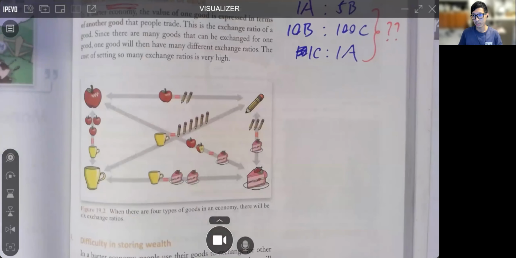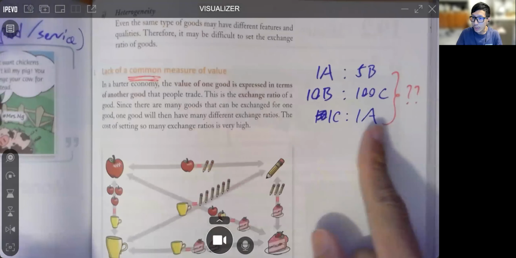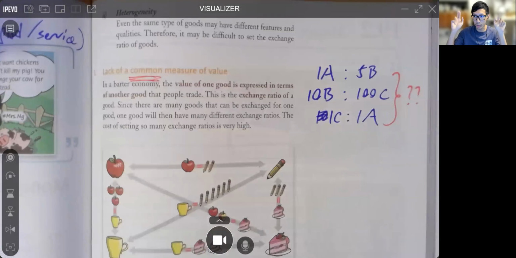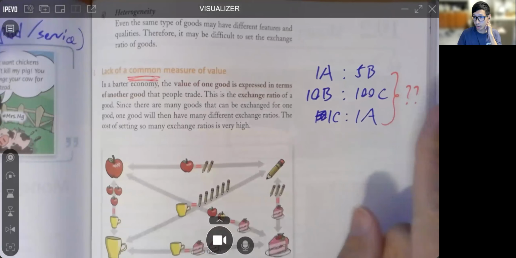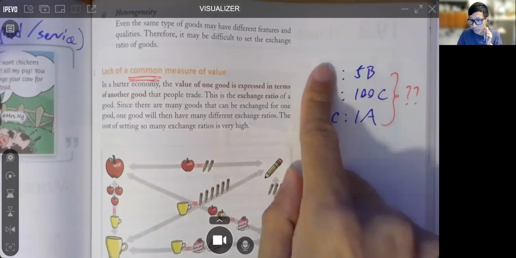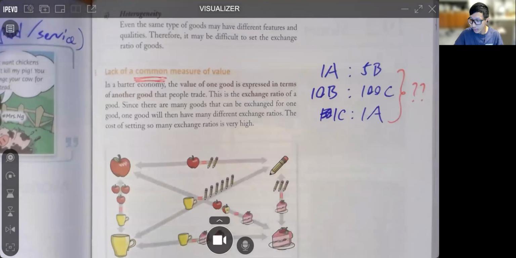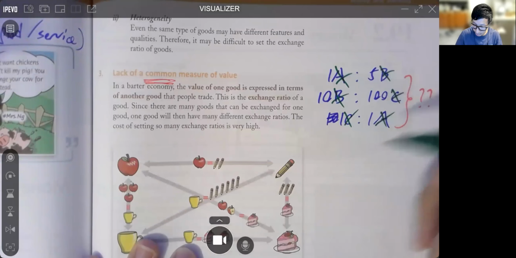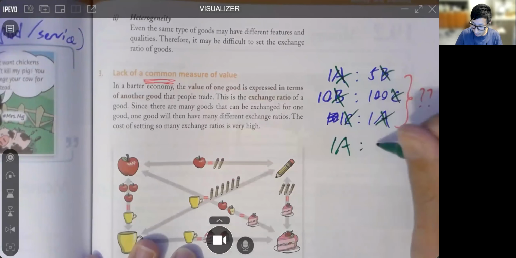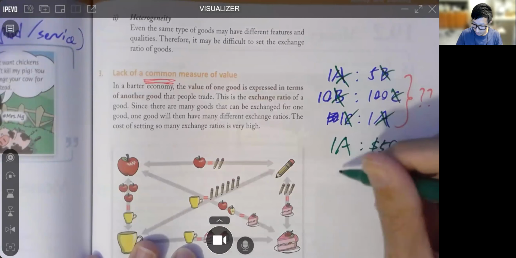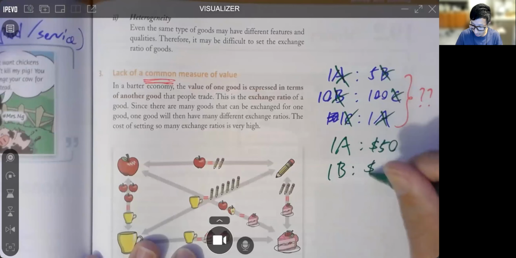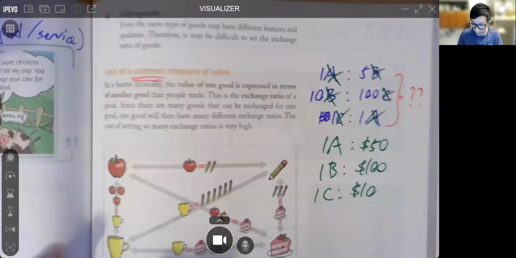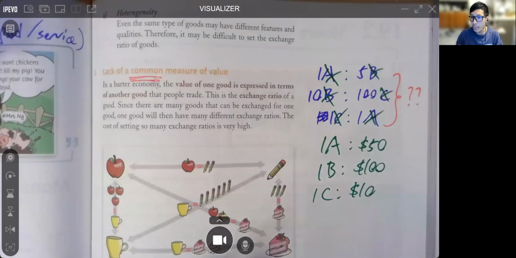你想想這個世界上十幾二萬種 goods, it is very difficult to establish a correct ratio, so to speak, right? 一定會出事的, okay? So instead of using A, B, and C, money, get rid of all these things. You just say 1A equals to, let's say, $50. 1B equals to, let's say, $100. 1C equals to, let's say, $10. 見唔見啊? Now we have a common measure of value.